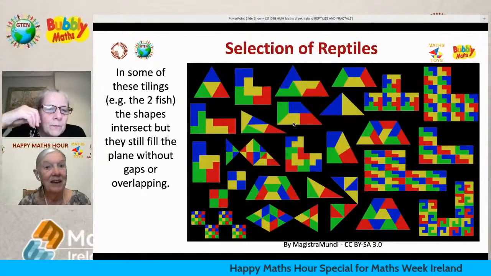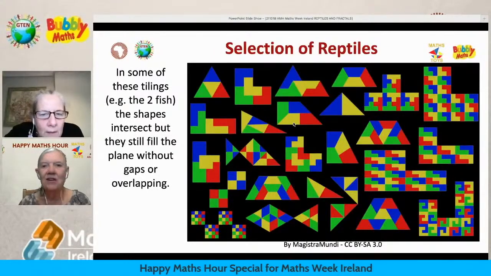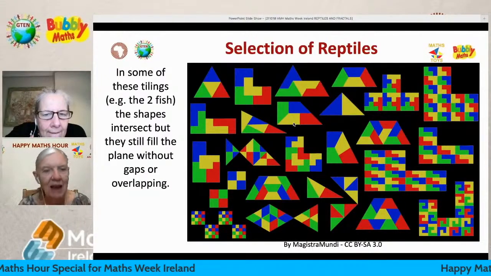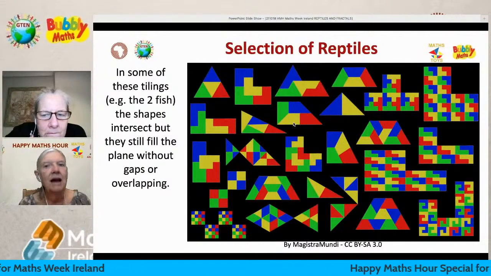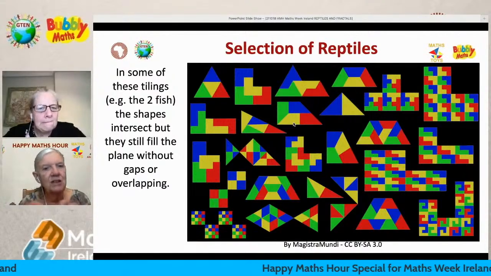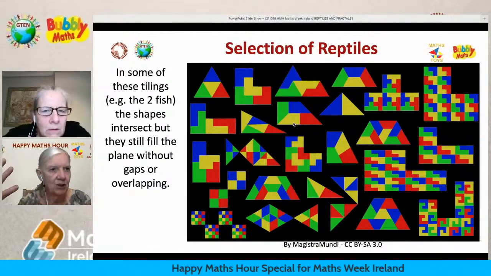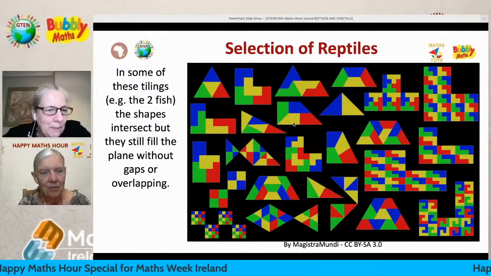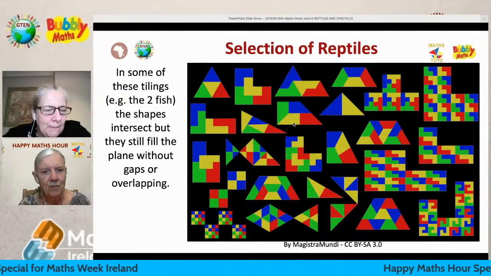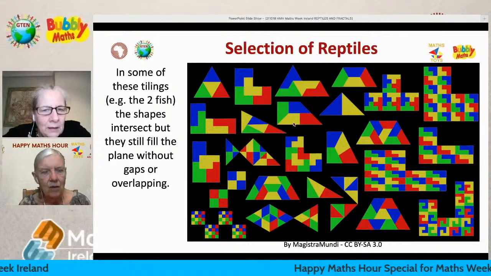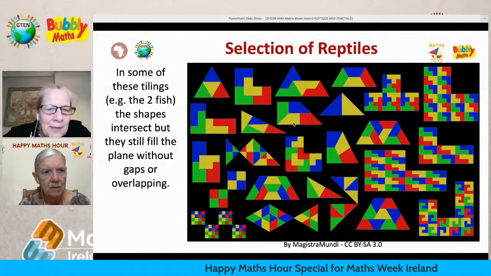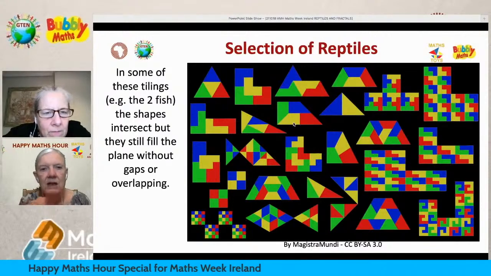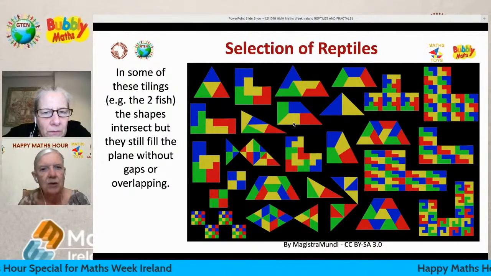Interesting. Now, here's some fun for you. These aren't all possible reptiles at all, but there's a lot of them here, and the colours show you how the smaller pieces are fitting inside the bigger version. Okay, it's just like a stage one. It's just the basic reptile that's made of one shape, made with however many of the same smaller shape. And we've got the Sphinx up there. I can see the Sphinx. Well, where's the Sphinx? Oh, he's at the top, the third one along at the top.